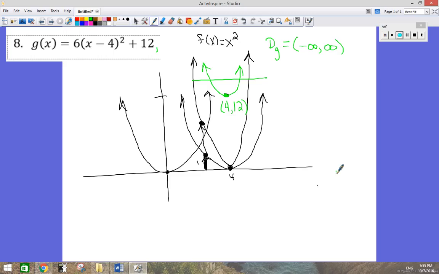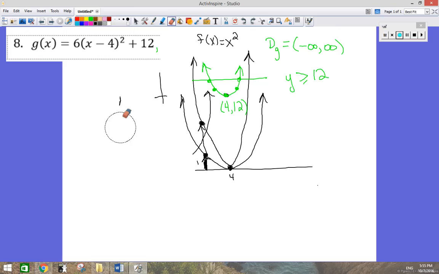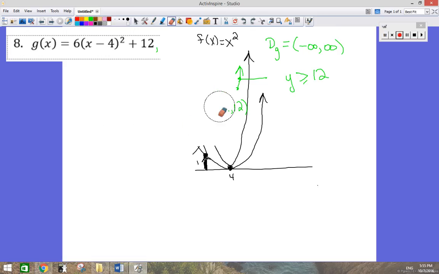It fails the vertical line test when inverted. The inverse is going to be a relation, not a function. The y-coordinate at the vertex is 12, and any point that we pick on the graph is going to have a y-coordinate that's bigger than 12, except at the vertex where it's equal to 12. So I know that all the y values are greater than or equal to 12. Okay, so let's erase my sketch here and begin to work on this equation to find the equation for the inverse.